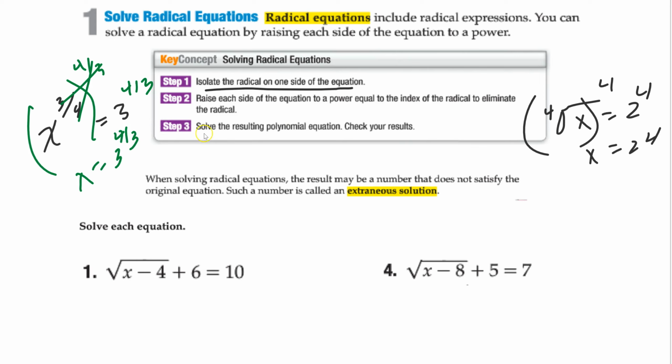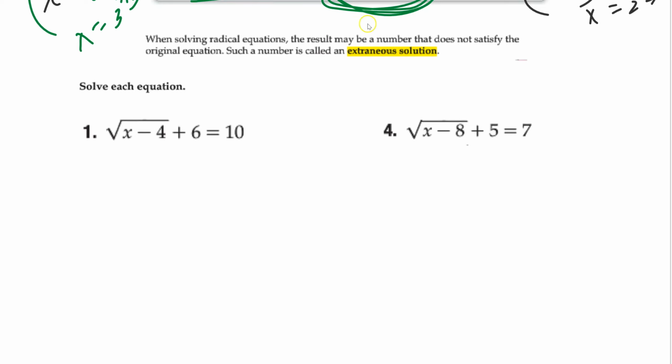And then anyway, after you do that, you solve the resulting problem and check your results. That's going to come in kind of big here. So you do definitely have to check your results. Anytime you have a wrong result, we call that an extraneous solution. And that will happen. We'll talk about when it happens the most. Anyway, so the first one.